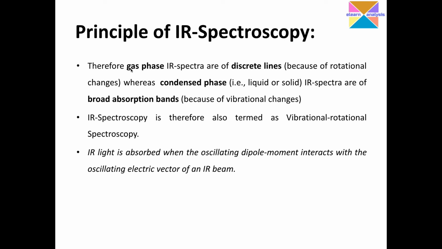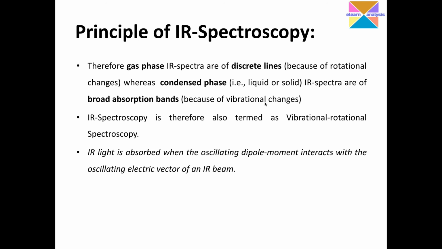Therefore, in the gas phase, the IR spectra are of discrete lines because of rotational changes. So if a sample is present in the gaseous form and you take an IR spectrum of that sample, we tend to visualize discrete lines. Those discrete lines are because of the rotational changes, but not the vibrational changes. Whereas for the condensed phase, the liquid or solid samples, if you take an IR spectrum of these, we tend to have broad absorption bands. That is because of the vibrational changes.